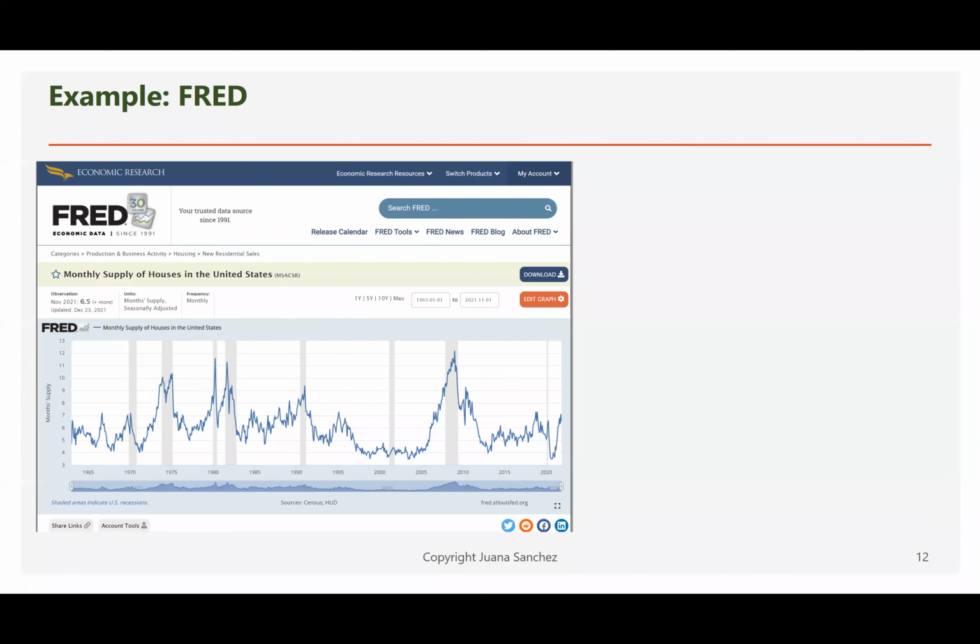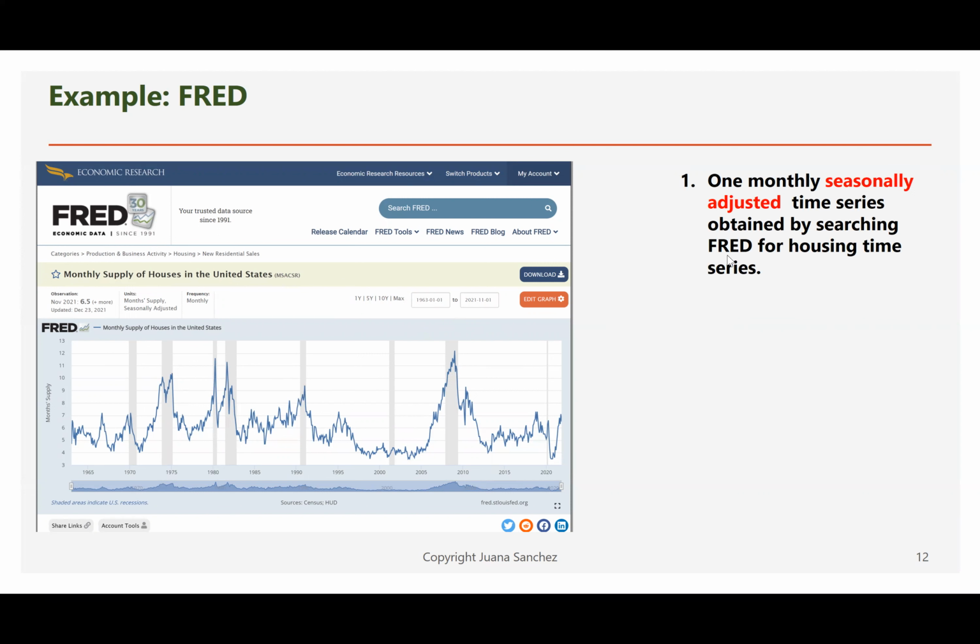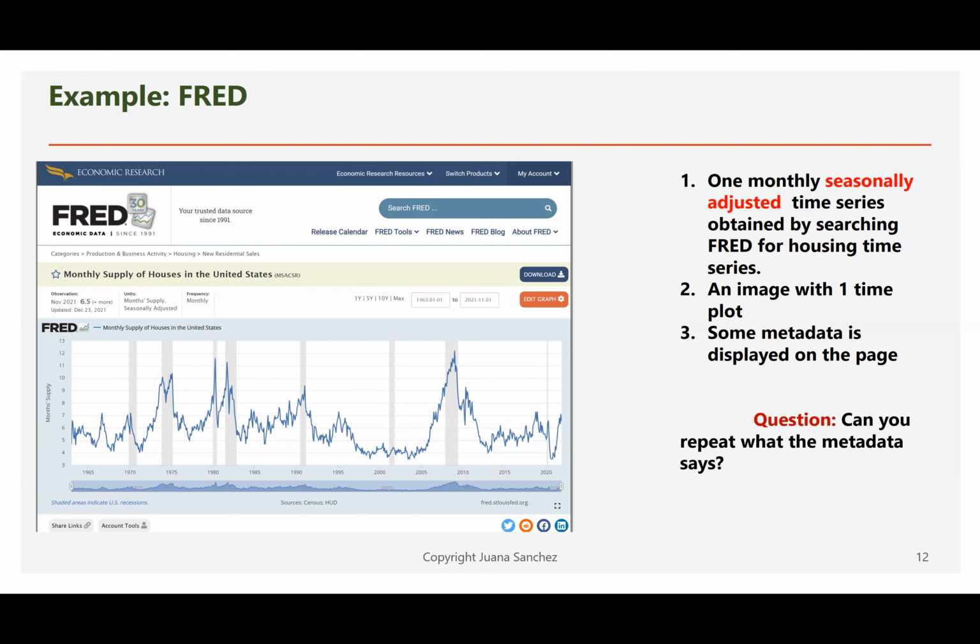Here is another example, FRED data. In this image, you can see the monthly supply of houses in the United States. There is 1 monthly seasonally adjusted time series displayed. It's an image with 1 time plot. Some metadata is displayed on the page. Question for you, can you repeat what the metadata is saying? Another question, what do you think seasonally adjusted means?